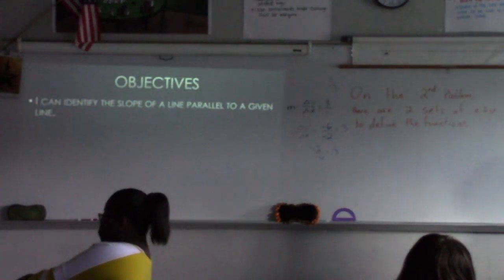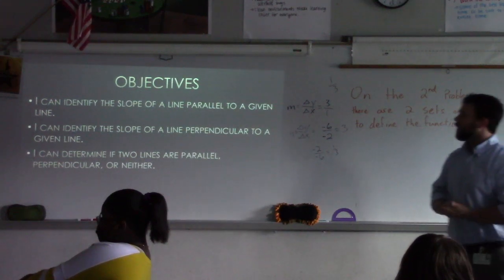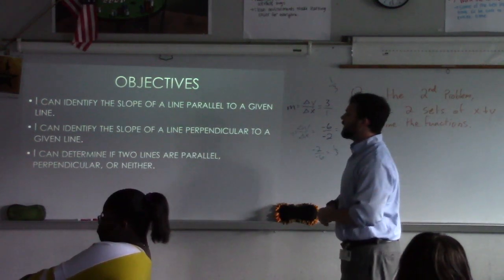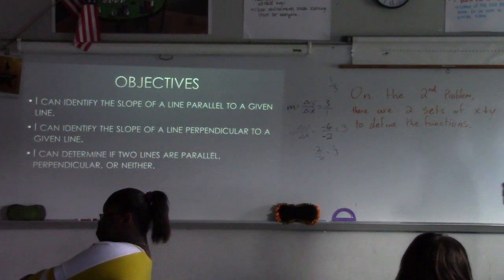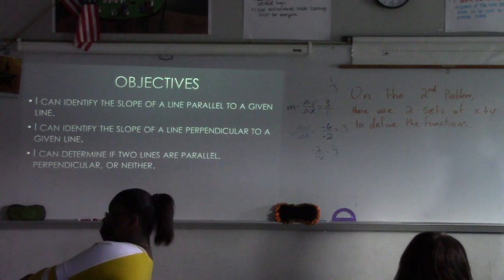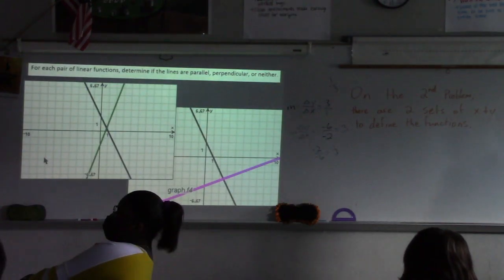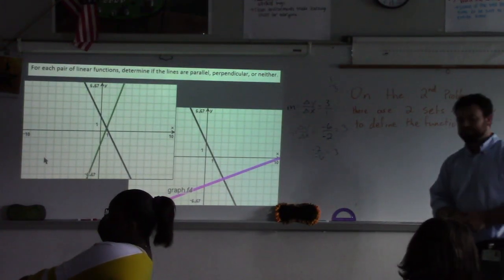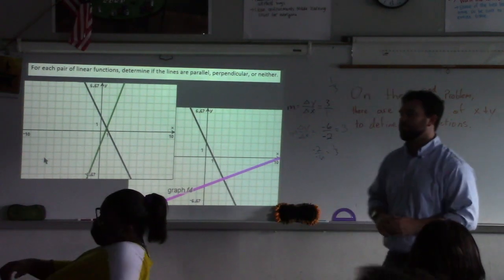So here are our objectives. We want to identify the slope of a line parallel to a given line. We want to identify the slopes of a line perpendicular to a given line and then determine if 2 lines are parallel, perpendicular, or neither. We should already have this sheet from yesterday. Let's get this out. We already tackled some of these problems yesterday.